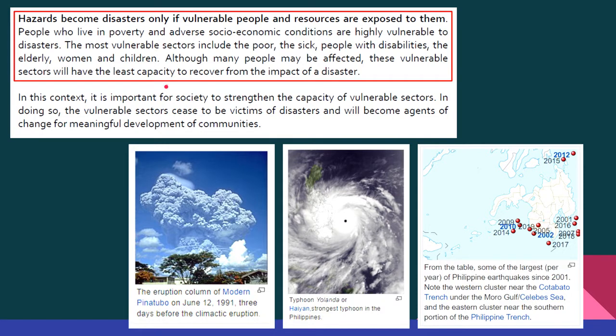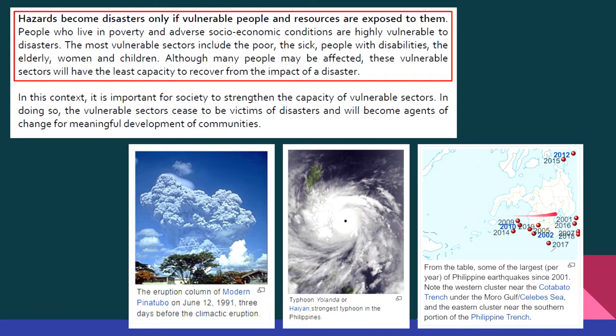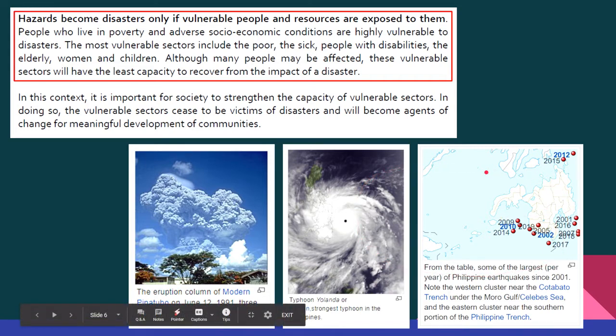If you still remember, these are just some examples of recent disasters that we experienced: the eruption of Mount Pinatubo in 1991, Typhoon Yolanda or Haiyan, the strongest typhoon that our country has experienced, and the strongest earthquake since 2001, near the Cotabato Trench, in the eastern cluster at the southern portion of the Philippine Trench. So our countrymen were exposed to those very strong earthquakes.